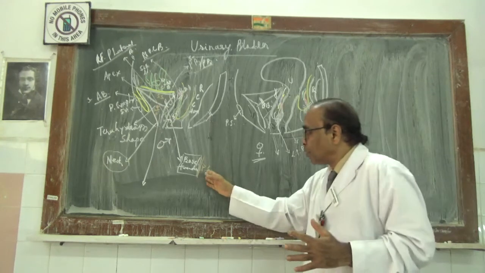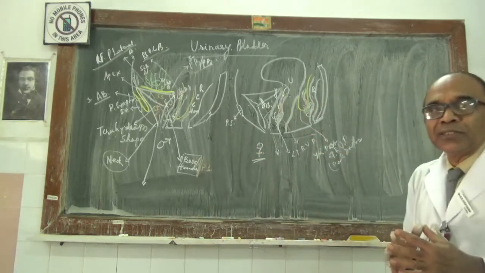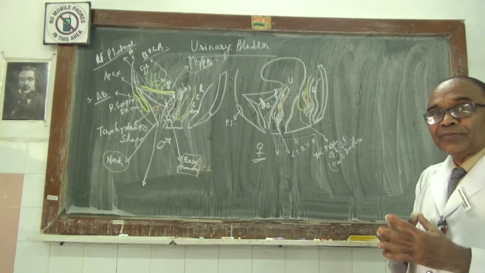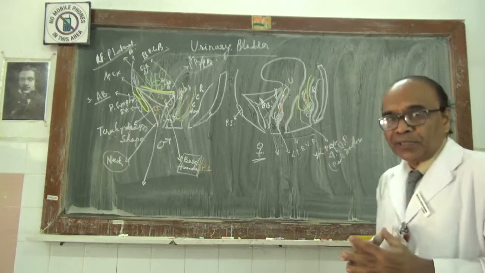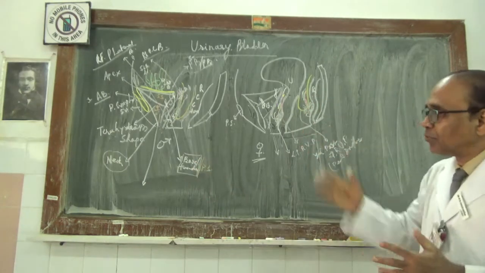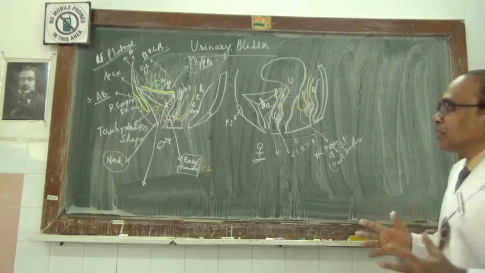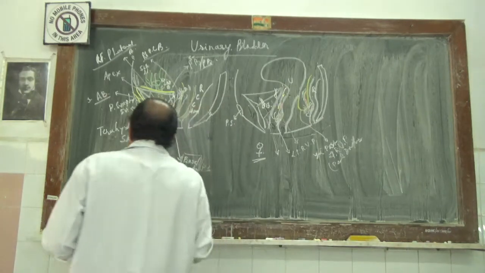So this is what you will have as relations. Now definitely you have the posterior surface. The relations of the posterior surface have been told in detail, in male and in female separately, at the level of the base or the fundus. So you have all the things. Now only coming to the neck.